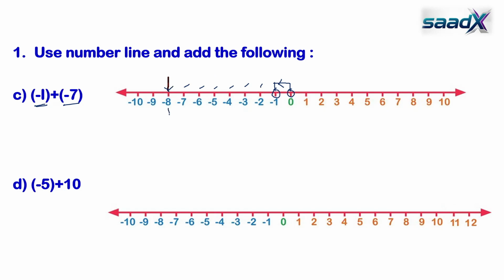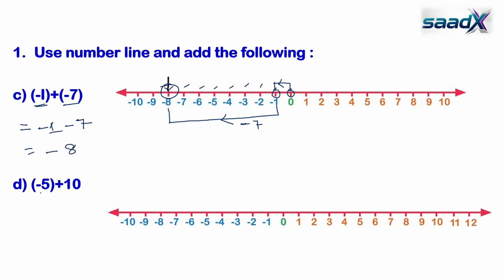From where? This one to minus 1. So first we will start from 0, then minus 1, and minus 1 we will add minus 7. Therefore our answer will be minus 8. Now let's check. Minus 1, then plus and minus will be minus, then minus 7. So minus 1 and minus 7, it will be minus 8, right?